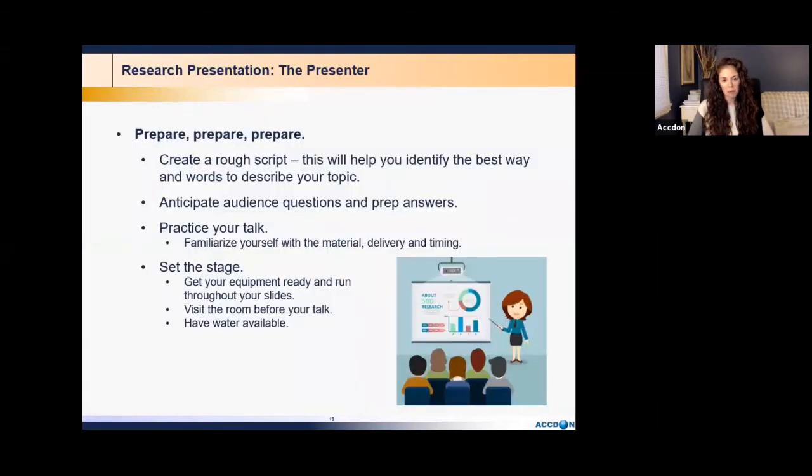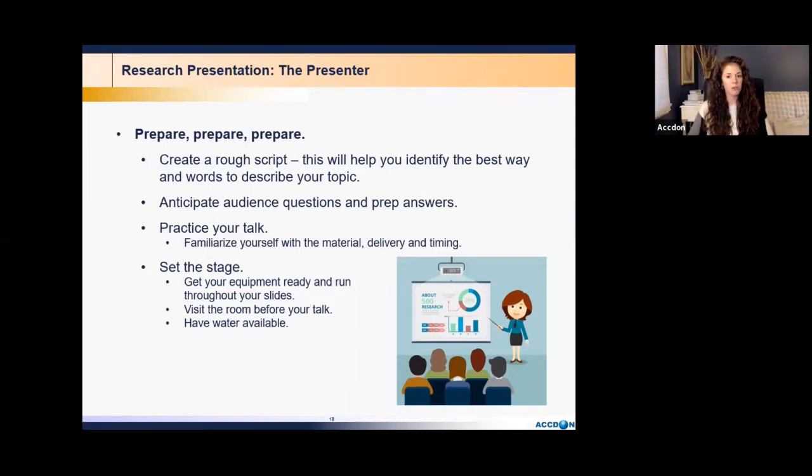Like many things, preparation is truly key. For me, I always think that it's important to create a rough script, so an actual talking script of what I think I'm going to say per slide. Not only does this help you identify how you're going to craft that story arc that I mentioned previously for the content, but it also helps you identify the best ways and even the terminology that you're going to use to describe your topic. And this is important for non-native speakers too, because you need to identify the clearest way that you can state your research to an audience.